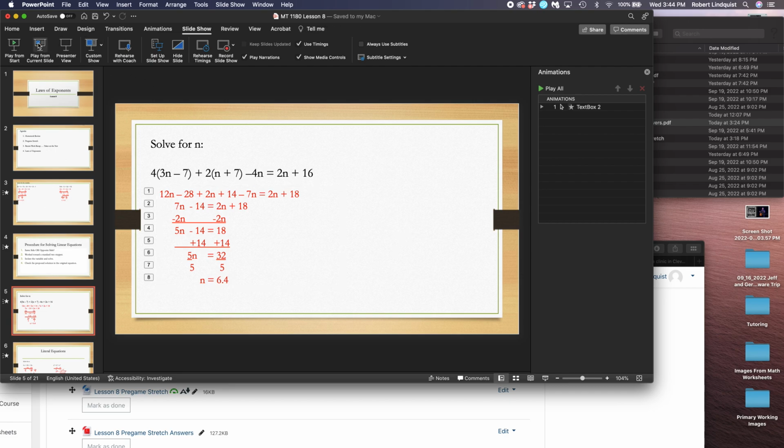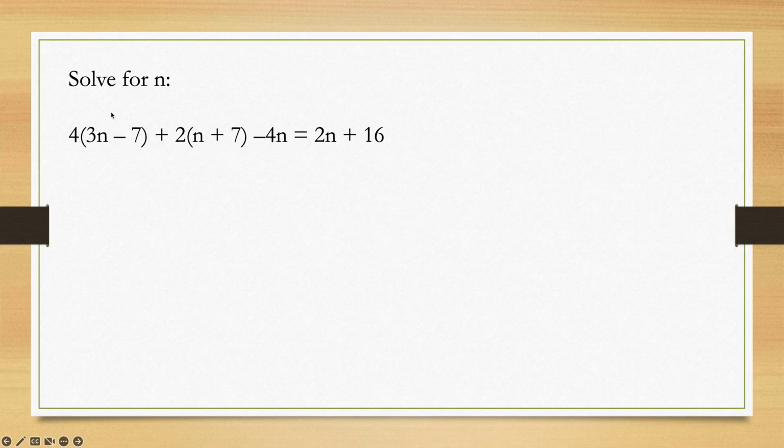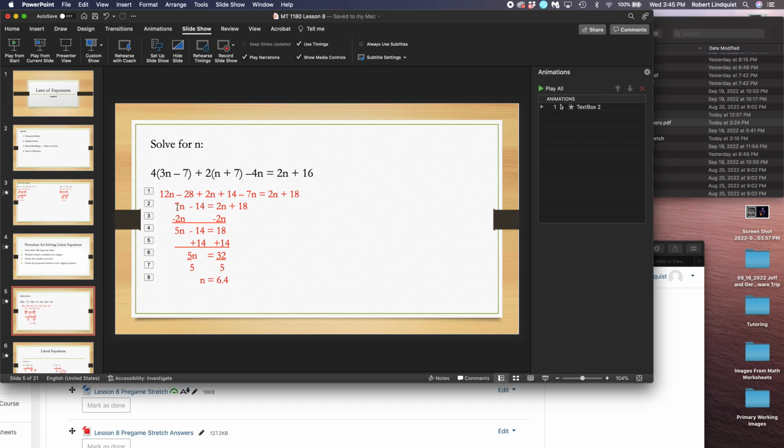All right, we'll play from current slide. Other than the fact that my allergies are really bothering me today. All right, so we distribute the 4 and the 2. That gives me 12n minus 28 plus 2n plus 14 minus... Oh, I see what I did. See, I changed it in the top and I didn't change it in the bottom. Let me go back. I had it right. This should be 12, 14, 10. So I did have it right the first time. Oh, look at that.